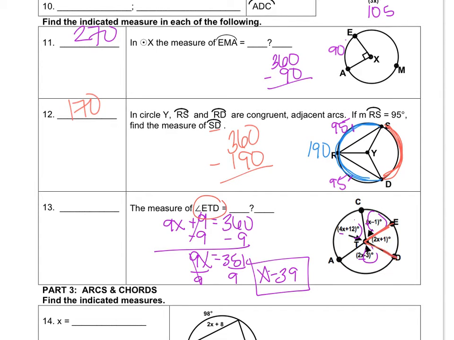To 2x plus 1. So we have 2 times 39 plus 1. And that's going to give us a total of 79 degrees.